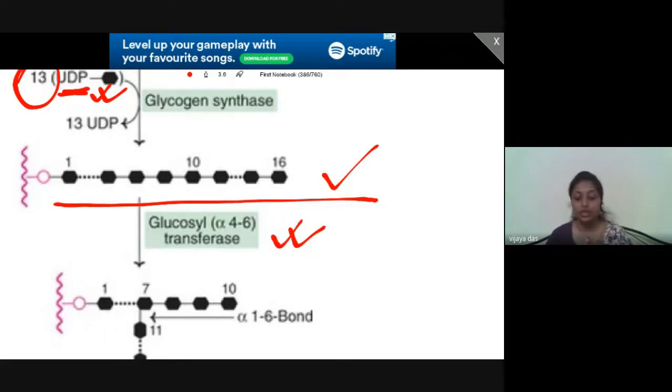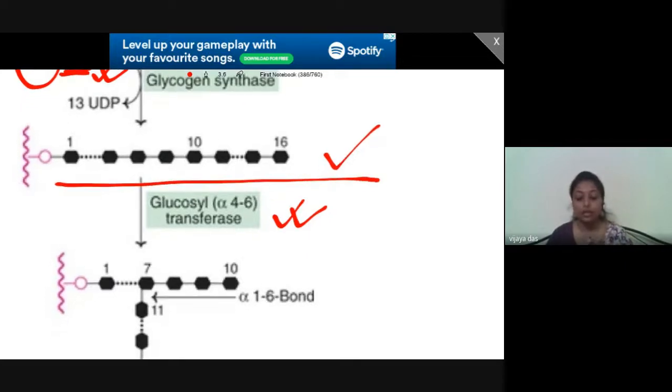So you see that to this linear chain, what is happening? To this linear chain, a new molecule is adding up, which is called your glycosyl transferase. यानी कि इस एंजाइम का काम क्या है? ट्रांसफर करना. किसको ट्रांसफर करना? ग्लूकोज मॉलिक्यूल्स को ट्रांसफर करना.